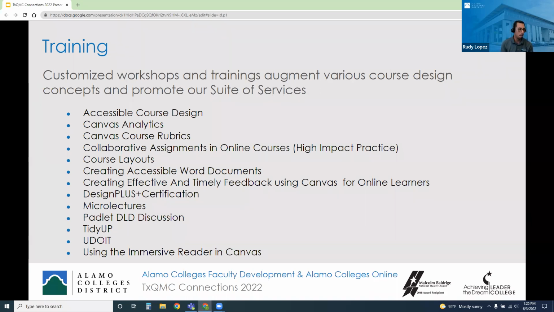Same thing with Tidy Up and You Do It, our internal tools where we help faculty clean up their courses, get rid of old stuff, and then make sure that they're accessible. There's no broken links. You have all your alt tags and things like that. So that's just an example of how we support on a weekly basis and a semester basis and a year basis. So again, that strategic plan is really important when we're planning out our semesters.